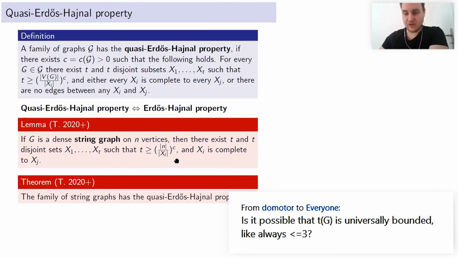No, it cannot be a constant, because if it's a constant, then if you have a bunch of smaller parts and it's constant, then these x1, ..., xt have linear size. So you would also find a linear size biclique. Okay. But I think it's true that it's always going to be logarithmic in n at most.